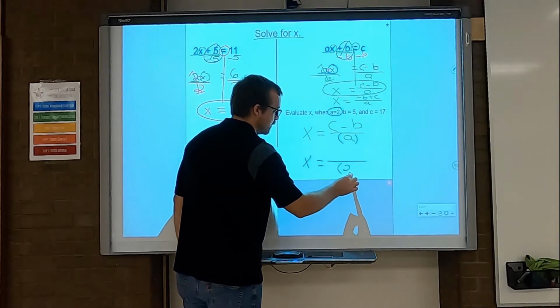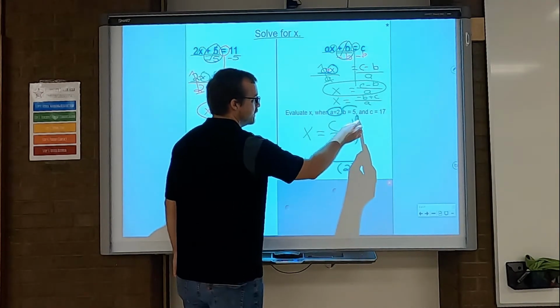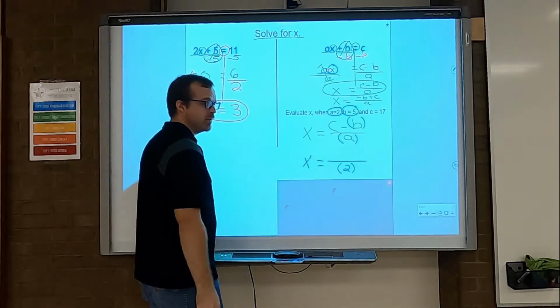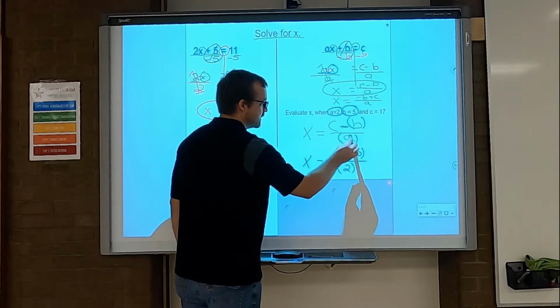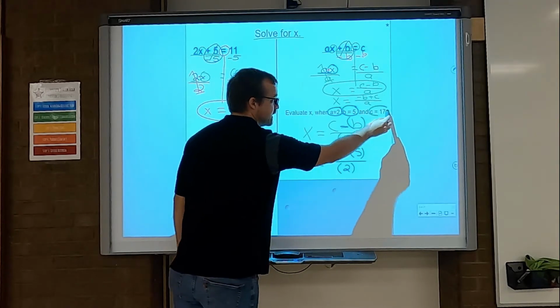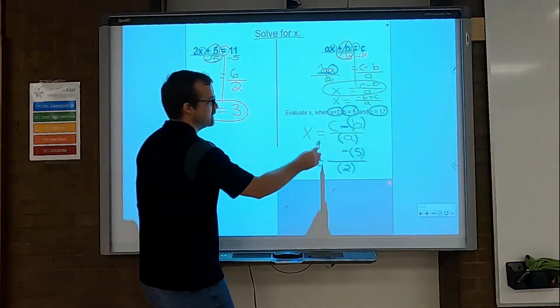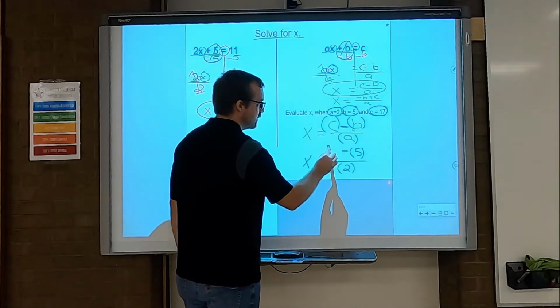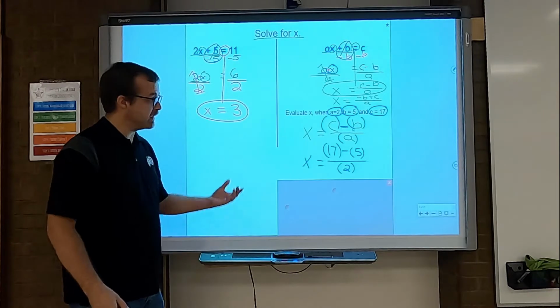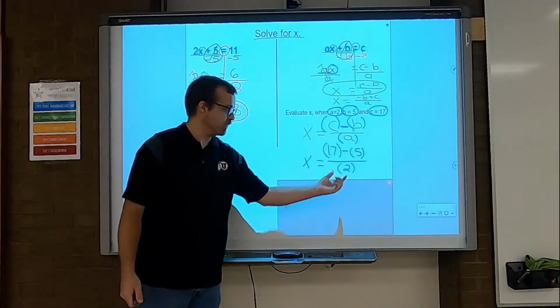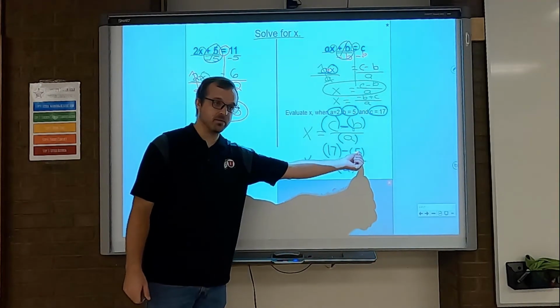So that's going to be 2. It also says that b equals 5, so I need to replace that b with 5. So I'm going to put that 5 right here. Don't forget this minus sign. And it's also replacing c, right? So this c needs to be replaced with 17. So there's my new problem. And here's the thing now, is I can solve for all of this. I know what 17 minus 5 is, right?